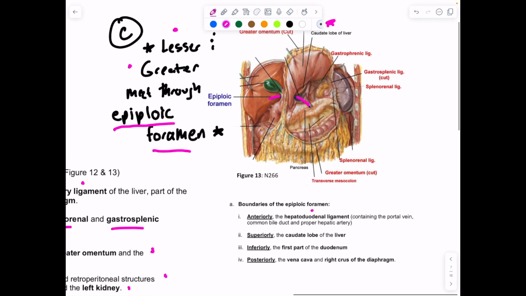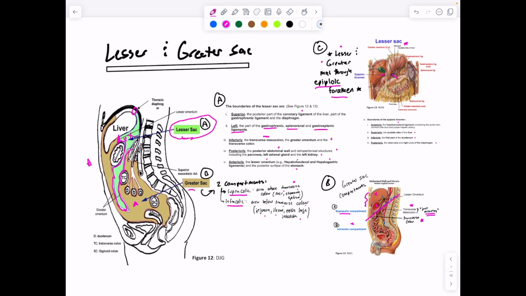Anteriorly, it's bound by the hepatoduodenal ligament. Superiorly, the caudate lobe of the liver. Inferiorly, the first part of the duodenum, and then posteriorly, the vena cava and right crus of the diaphragm. All right, so not too bad.